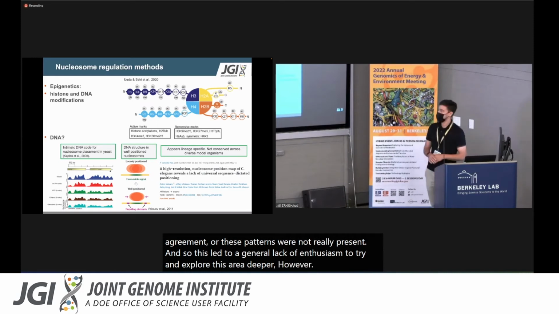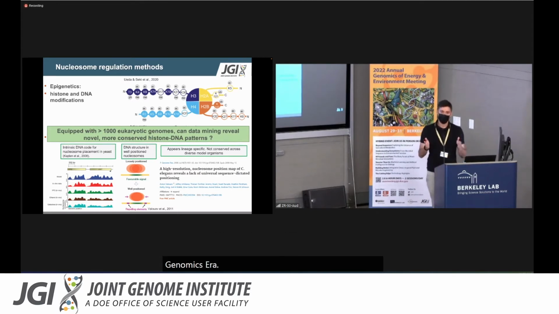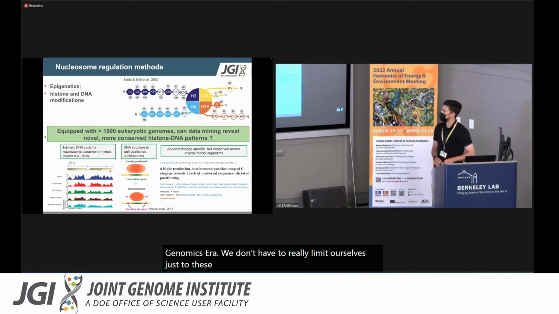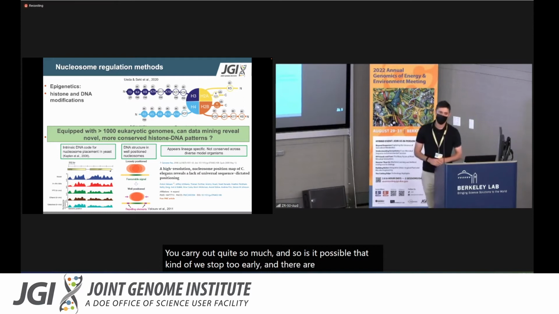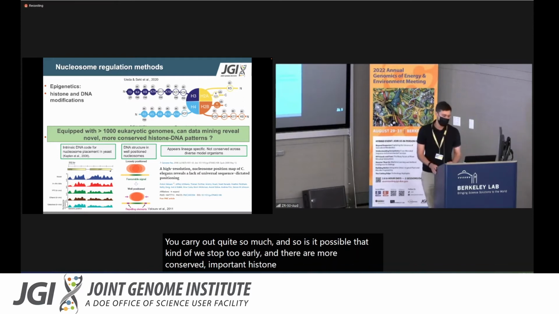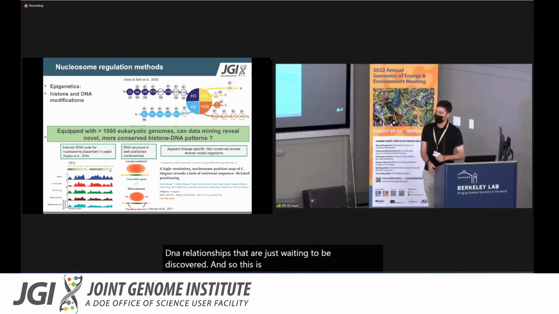However, now, fast forward to today, over a decade later, we're well within the genomics era. We don't have to limit ourselves just to these model eukaryotes quite so much. So is it possible that we stopped too early, and there are more conserved, important histone-DNA relationships that are just waiting to be discovered? This is where I got interested in the project.